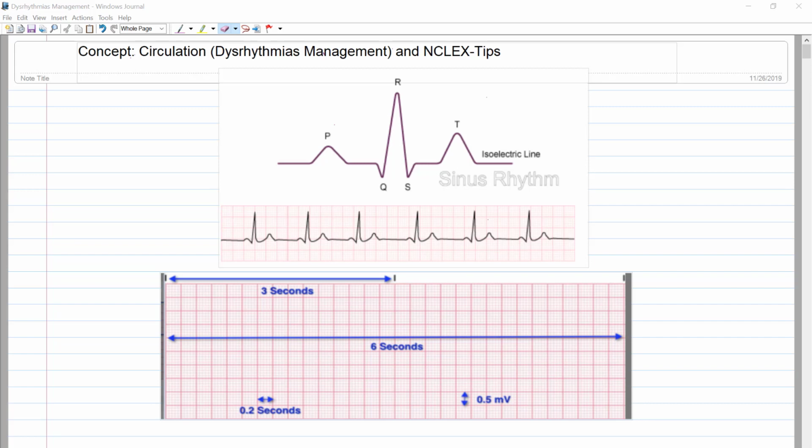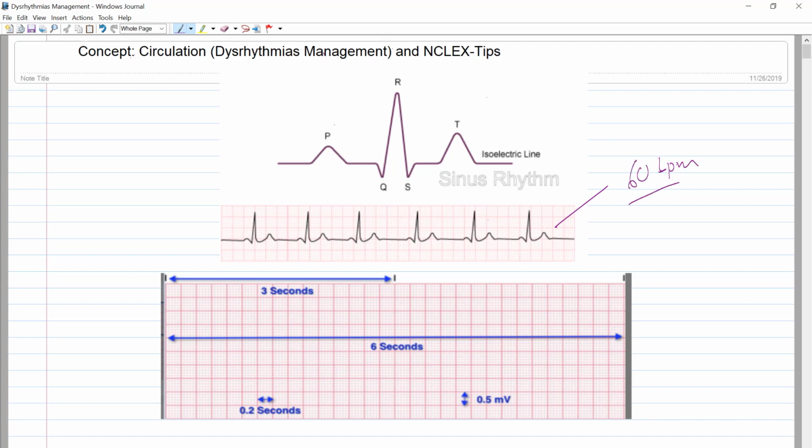In this discussion, we will focus on dysrhythmias management and some NCLEX tips. So you already learned the identification of heart rate using a 6-second EKG strip. Okay, so for this one, the heart rate is 60 beats per minute.